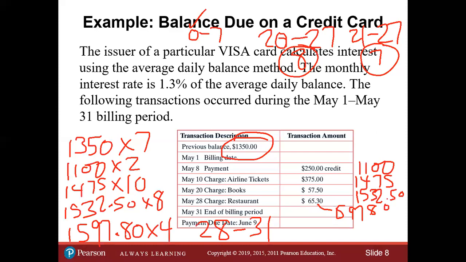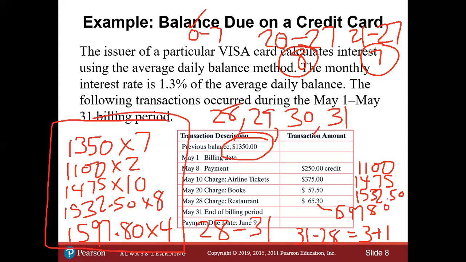You think to yourself, 31 minus 28 is 3, but that subtracts off the 28, so we have to add 1. It is 4 days. Or since it's only 4, you can just add them or count them. 28 is 1, 29 makes 2, 30 makes 3, and 31 is the 4th. So then we have those unpaid balances for that many days.